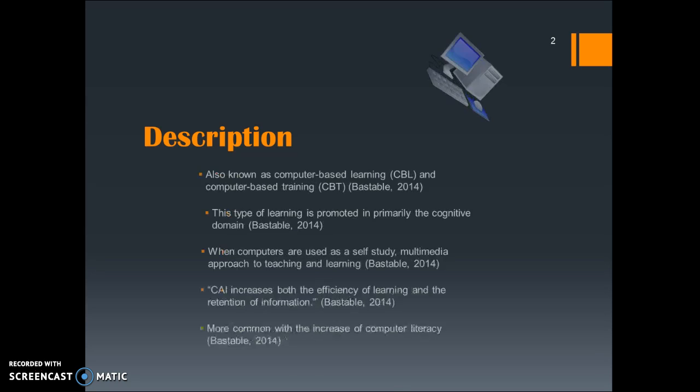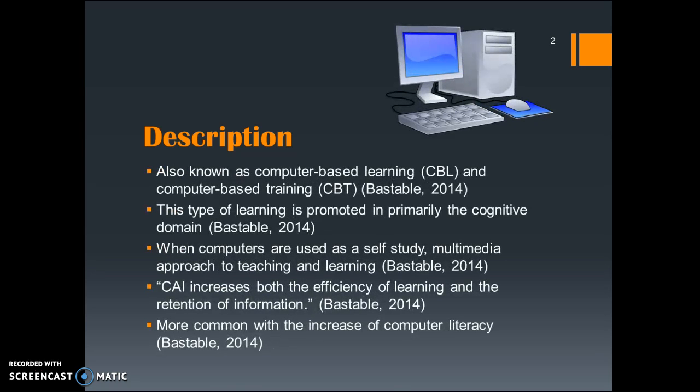So as far as the description, computer-assisted instruction is also known as computer-based learning, or CBL, as well as computer-based training, or CBT. This type of learning is promoted in primarily the cognitive domain. There are 3 different types of domains, which I will talk about in the next slide, but you just have to know that this one is primarily the cognitive domain. So CAI is pretty much when computers are used as a self-study, multimedia approach to teaching and learning. So when computer programs are used to actually deliver an educational message.